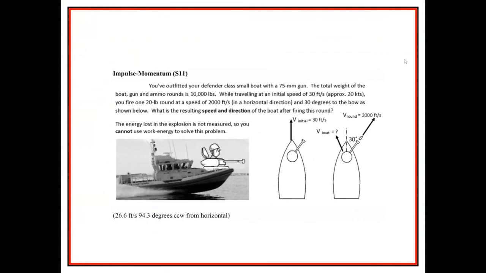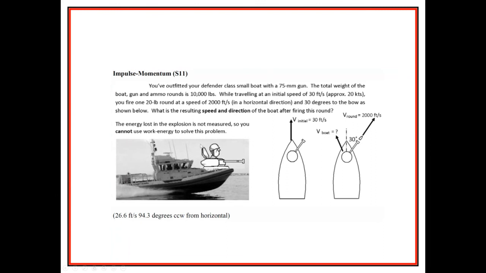You're outfitted your Defender class small boat with a 75 millimeter gun. The total weight of the boat, gun, and ammo rounds is 10,000 pounds. While traveling at an initial speed of 30 feet per second, what they wanted to let you know that's approximately 20 knots, but I don't think that's actually true, but that's okay. You fire one 20-pound round at a speed of 2,000 feet per second in the horizontal direction and 30 degrees to the bow as shown below. What is the resulting speed and direction of the boat after firing this round?